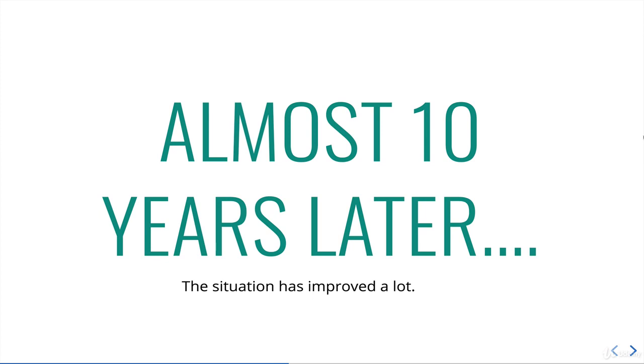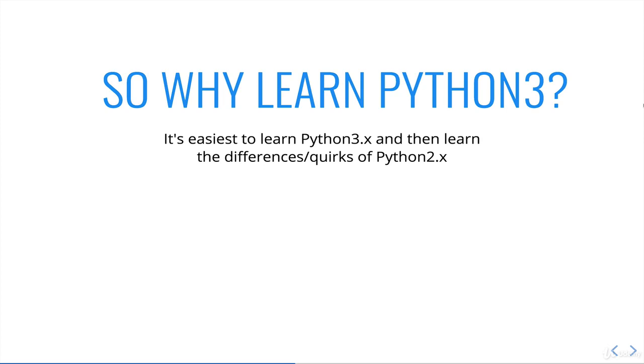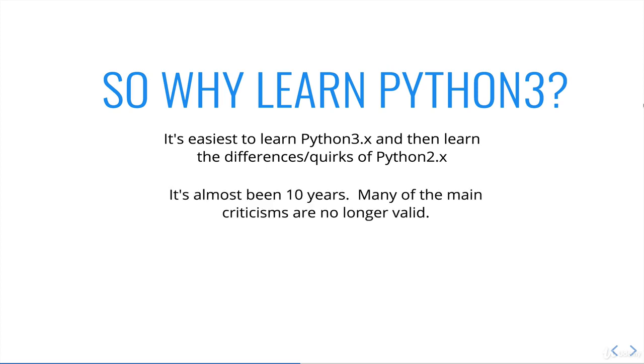The situation has improved a ton. So what makes me say that? Well, first of all, it's just easier in general to learn the most up-to-date current standards, to learn Python 3, and then go back if you need to work in Python 2 for some reason. You can figure out the key differences and the quirks, rather than going the other way. But more importantly, most of the main criticisms, the things people didn't like, just don't matter anymore.